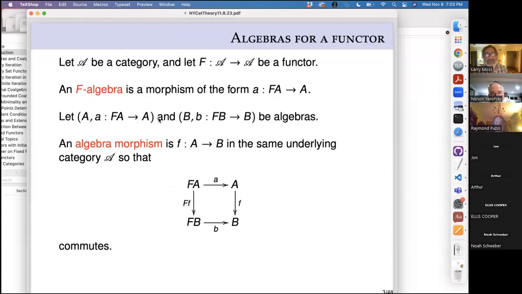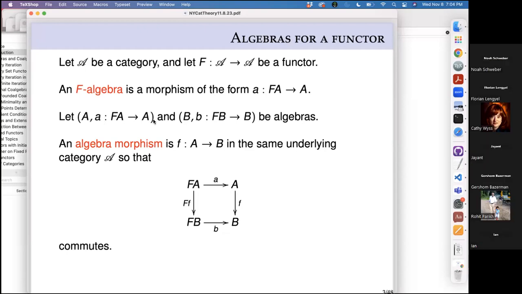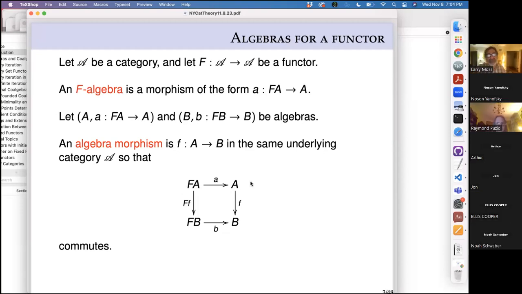Okay. So yeah, you should definitely stop me. I want this to be accessible to a category theory audience. So if we have a category and an endofunctor, so that means a functor from the category to itself, then an algebra for the functor is just a morphism going from FA to A. And if you have two of these, let's say little a going FA to A and little b going FB to B, therefore you have the top part of the square and the bottom side of the square.